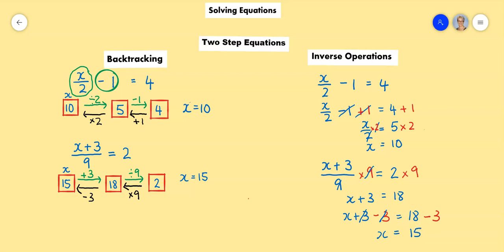I hope this helps you in understanding how to solve two-step equations.